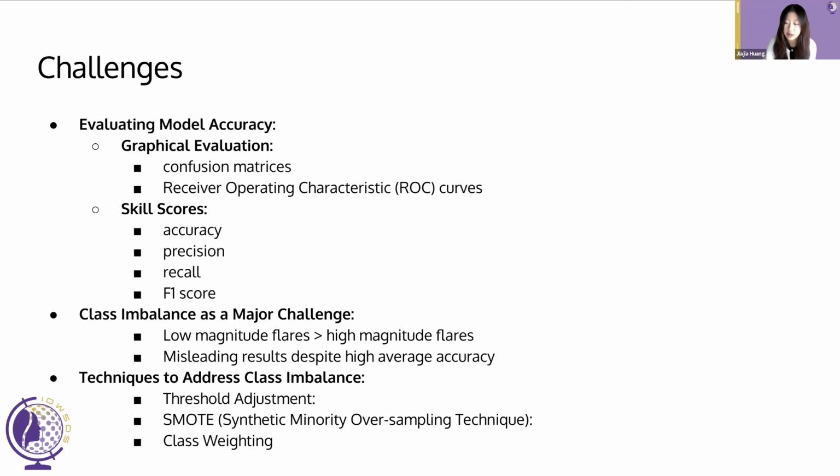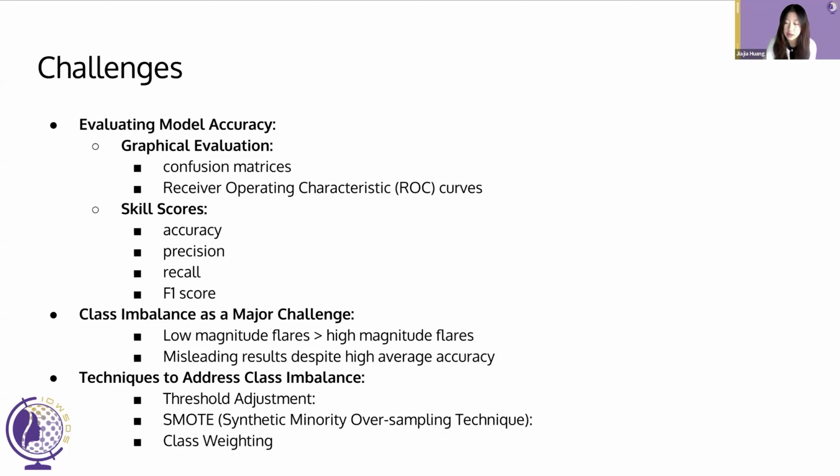To counter this, I implemented threshold adjustment. By shifting the decision threshold between strong and weak flares, I made the model more sensitive to high magnitude flares, which helped improve performance for these rare events. I also used the synthetic minority oversampling technique, which artificially creates more examples of high magnitude flares by generating synthetic data points. By balancing the data set, I aim to give the model a better chance to learn from the underrepresented class. Third, class weighting. I adjusted the importance of each class during training, assigning higher weights to underrepresented high magnitude flares. This helped ensure that the models didn't ignore these critical cases in favor of the majority low magnitude class.